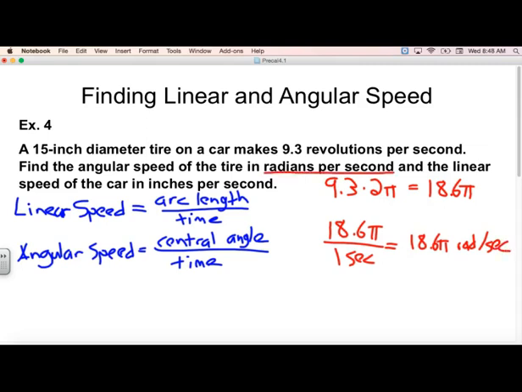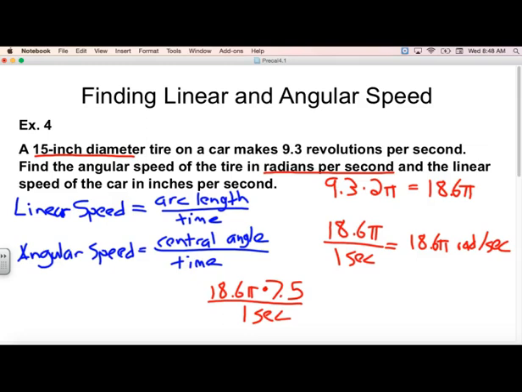All right, now to find the linear speed of the car in inches per second, we need to figure out what is the arc length. So we've got to use our arc length formula. We know 18.6 pi is the angle measure. We multiply that by the radius. Well, it says it's a 15-inch diameter. So 15-inch diameter is all the way across. The radius is half of that. So 7.5 is half of 15. So we need to multiply those two together. And of course, we put it over the time, which was 1 second.